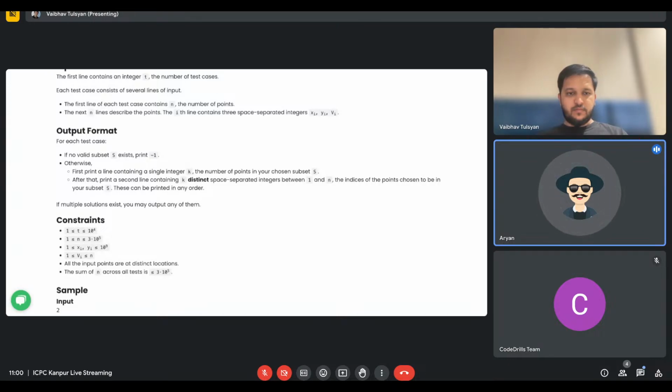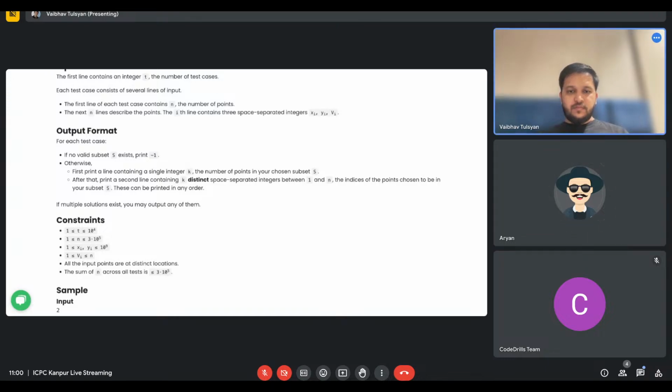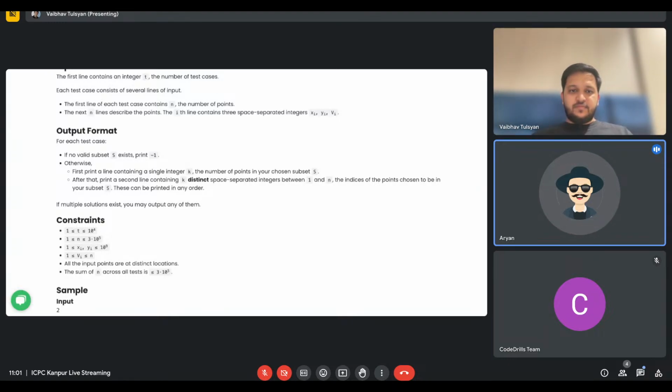How would you approach this problem? I'm still thinking about it. Give me some time. Okay. Does anyone in the comment section would like to give a shot at this problem?